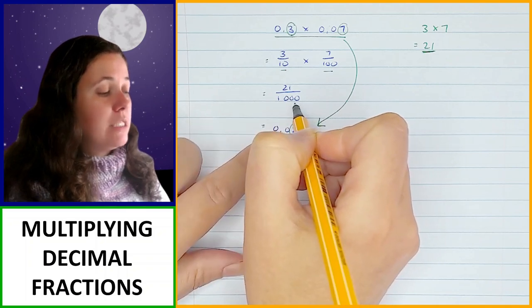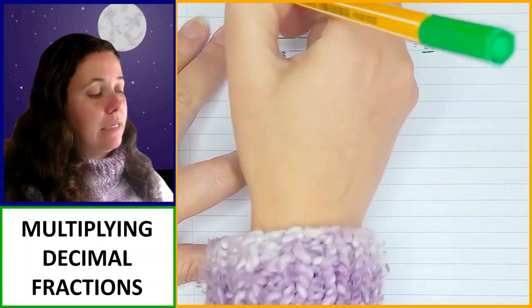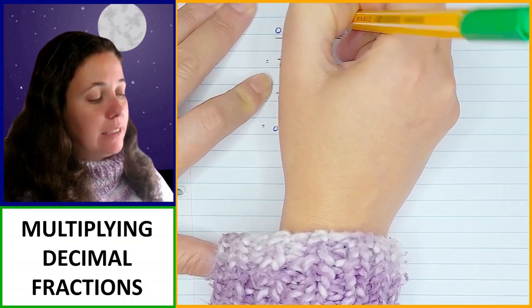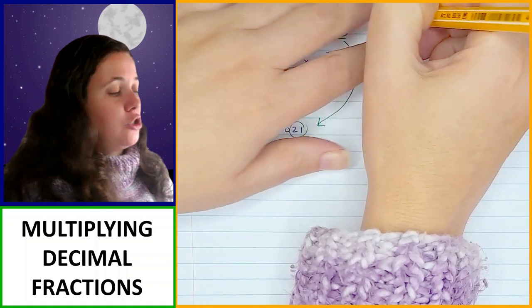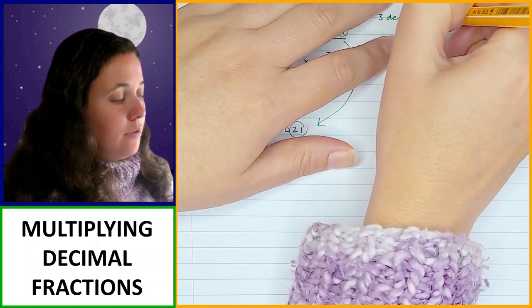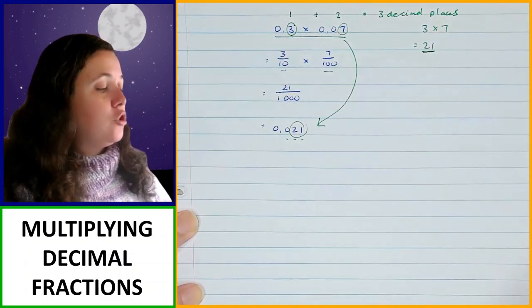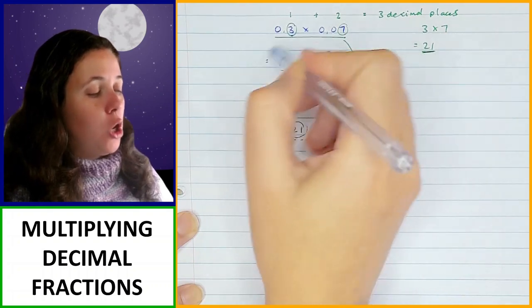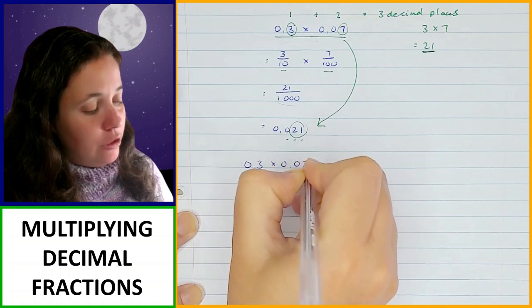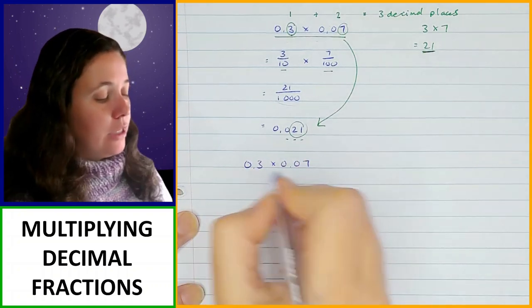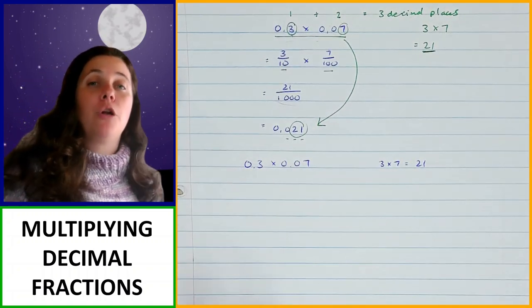The same concept would apply without decimal places. If I add the one decimal place here, and there's one, two decimal places over here, this will tell me how many decimal places my answer should have. Okay, so over here I have 1, 2, 3 decimal places. So what I can do to work this out without doing the whole common fraction thing in the middle is go 0.3 times 0.07, and work out what is 3 times 7. Okay, 3 times 7 is 21. So I know that the number part of this must be 21.